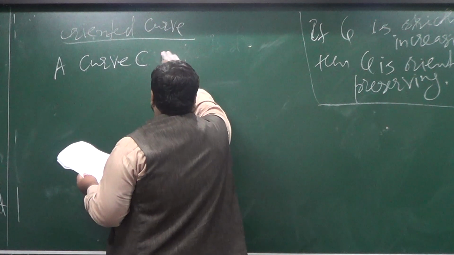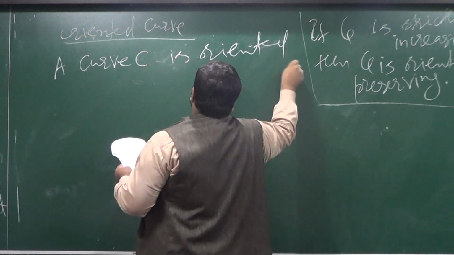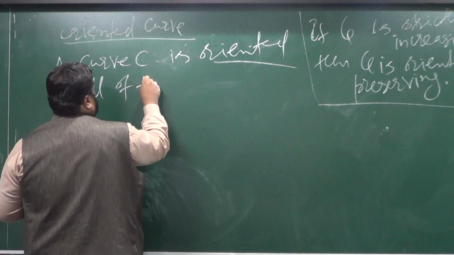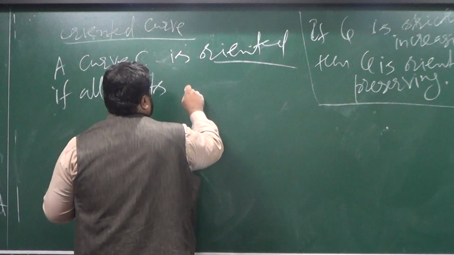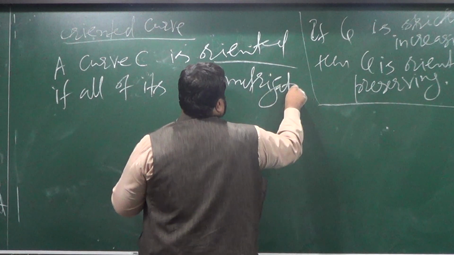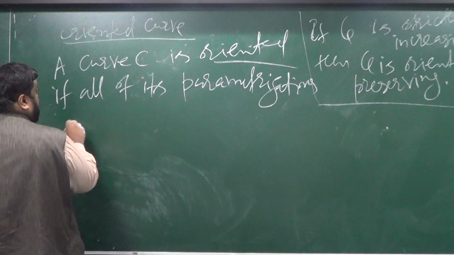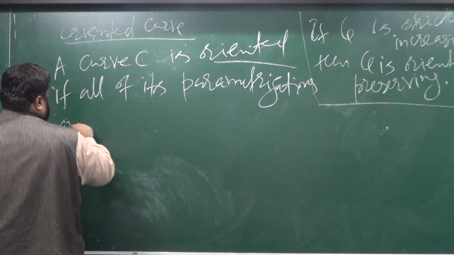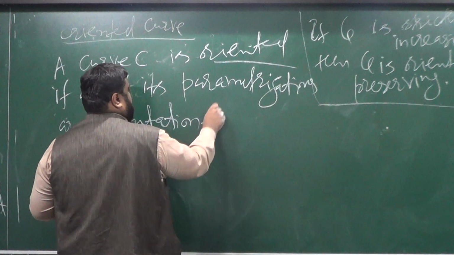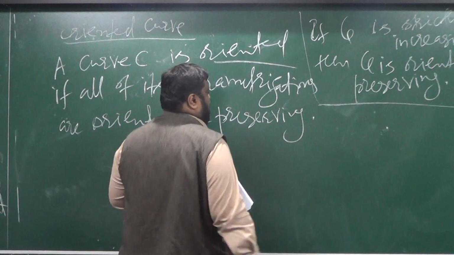Maybe I don't need P here. So curve C is oriented if all of its parameterizations are orientation preserving. So what do you mean by that?